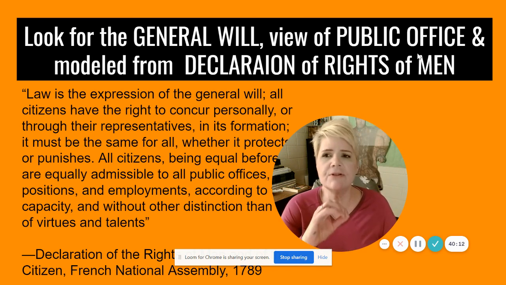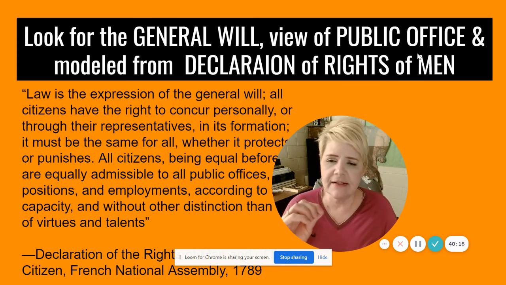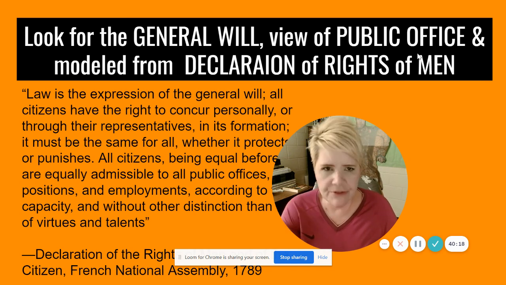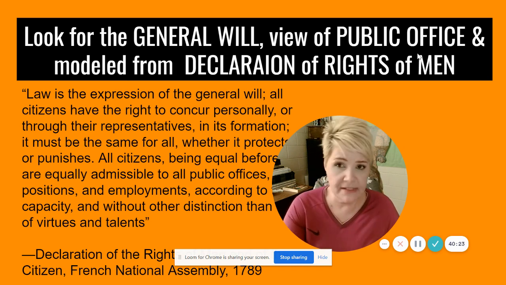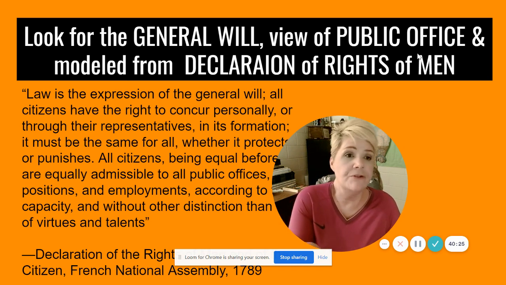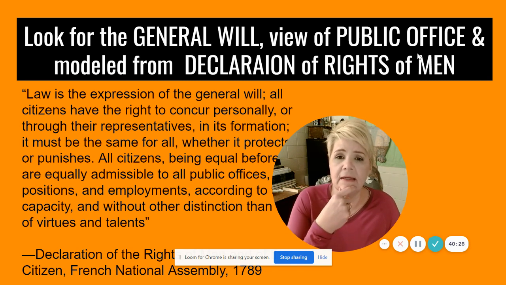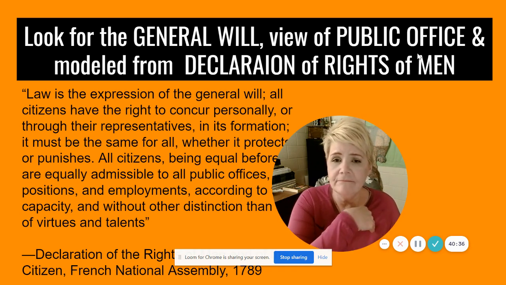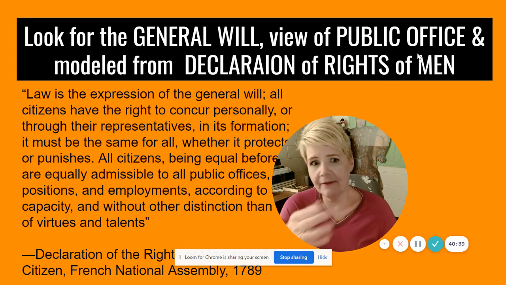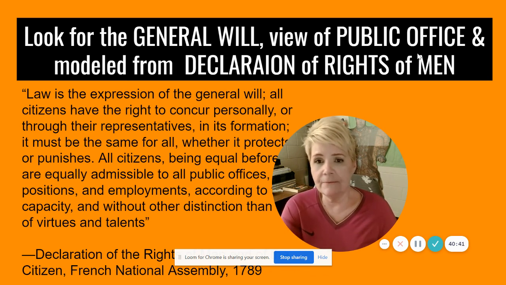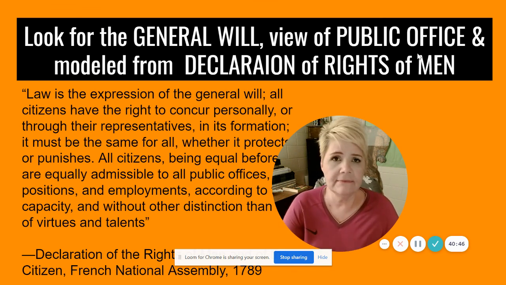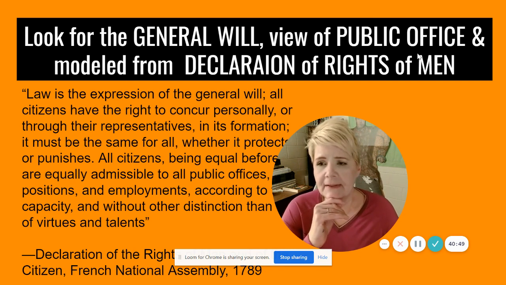Okay. What I want you to look at is those things. Look for the general will. Like, what does that mean? Public office, like how do they believe people should be put into public office? And what other documents were modeled from the Declaration of the Rights of Man? Okay, what other things in history did they use this and go, ooh, let's use the Declaration of the Rights of Man as like an outline, and we'll make it our own, kind of thing. Okay, so look it over.